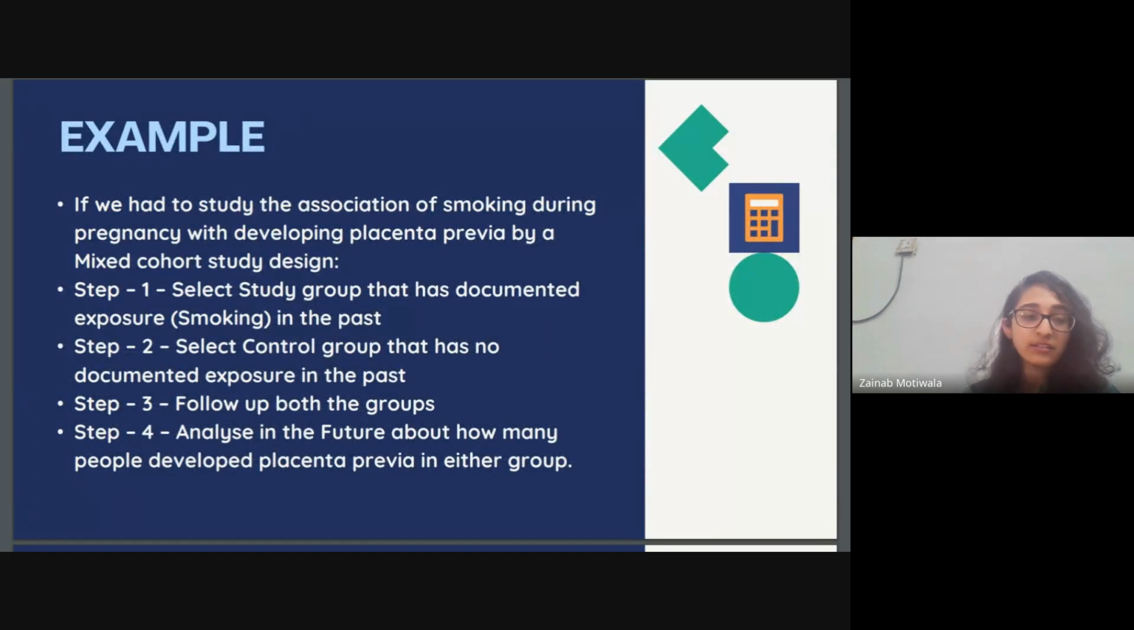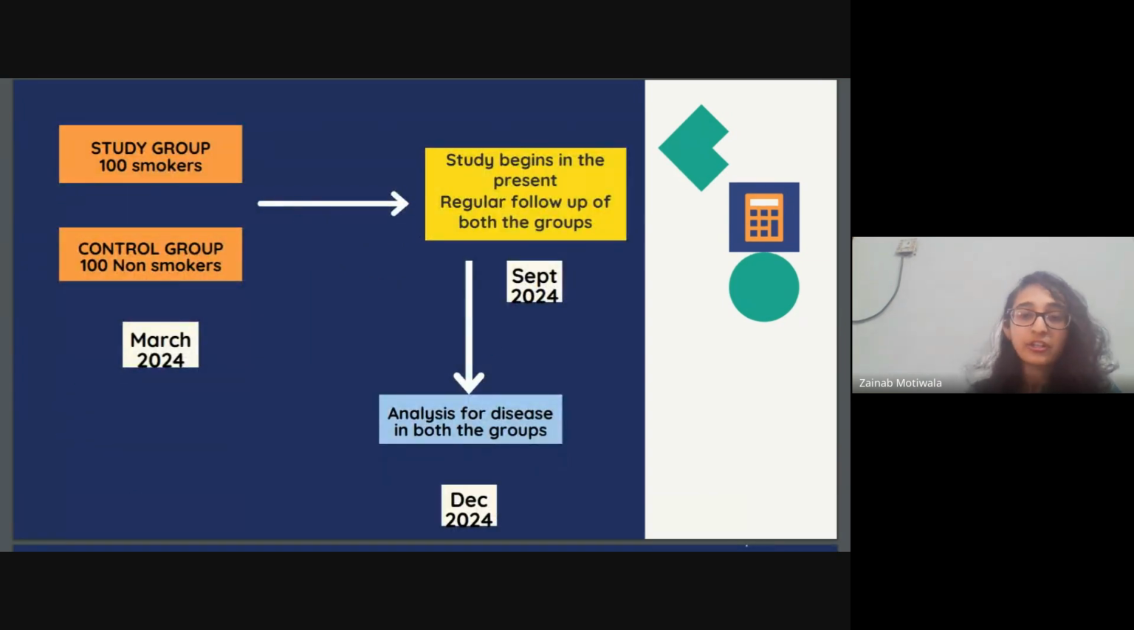So again, the study design in this particular situation would be selecting two groups. One would have smoking as the exposure. The second would be non-smokers, and both of these would be followed up, and the analysis would take place at the end. But here the timeline would seem a little different. So we start with two groups, that is smokers and non-smokers.